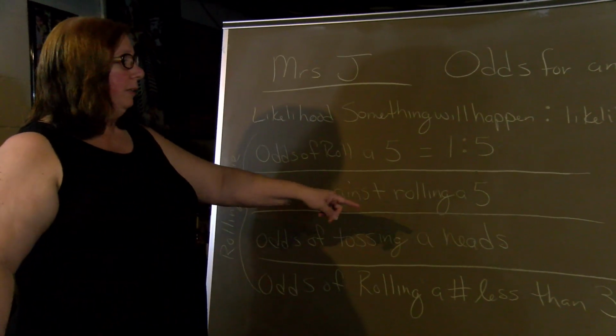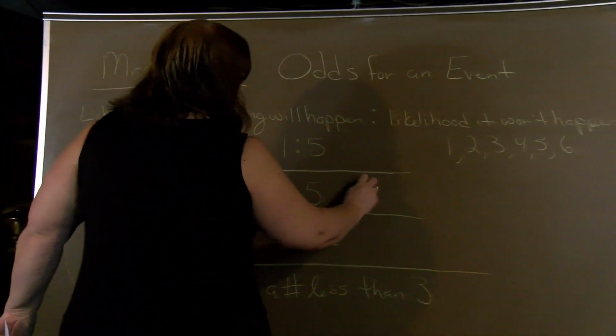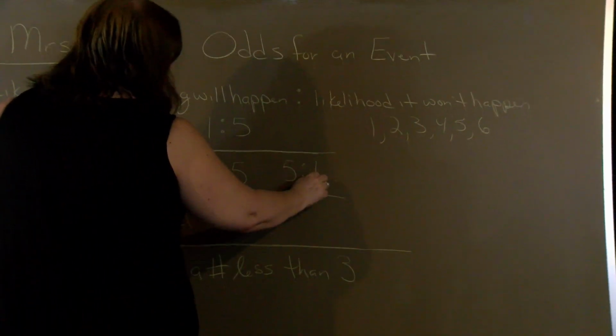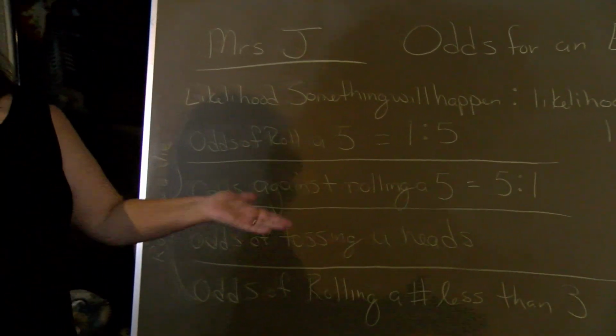Odds against rolling a 5 then would just flip it. Not a 5, there's 5 of them, and there's 1 five. So the odds against rolling a 5 would be 5 to 1.